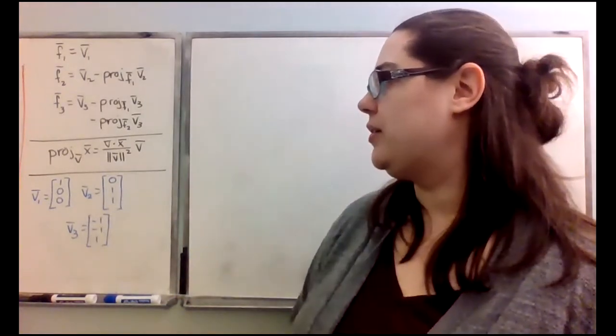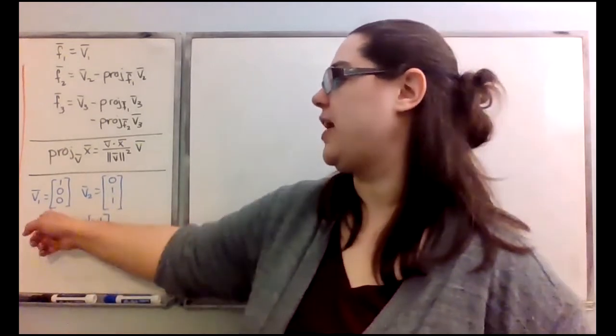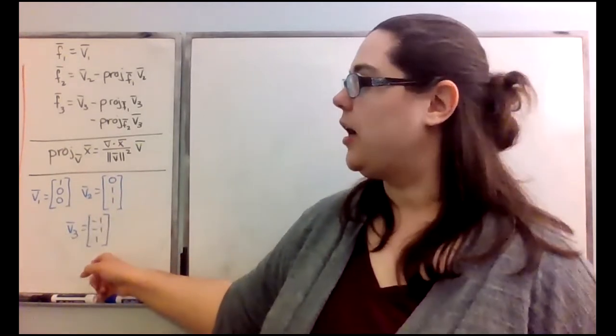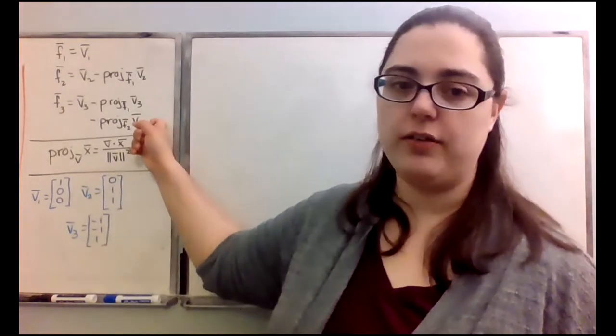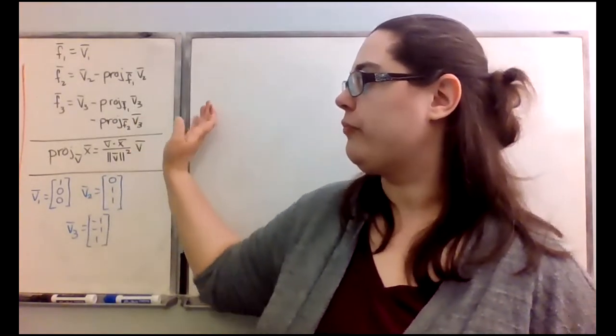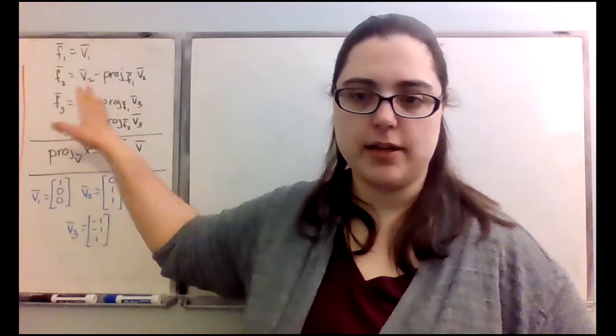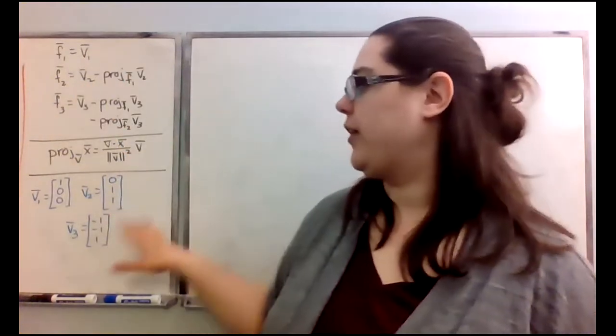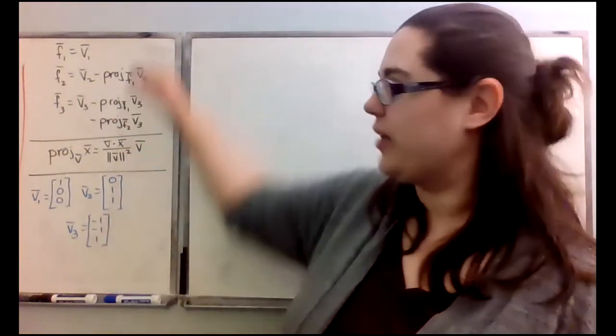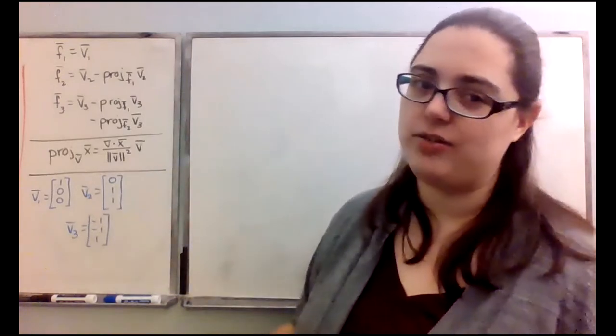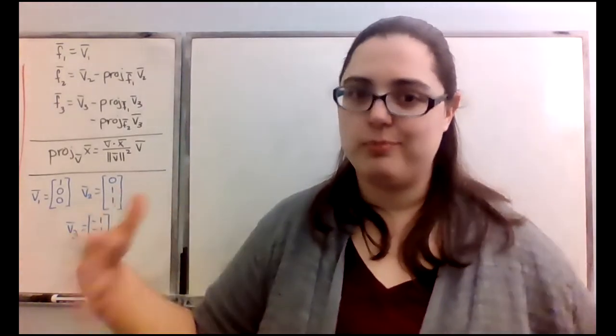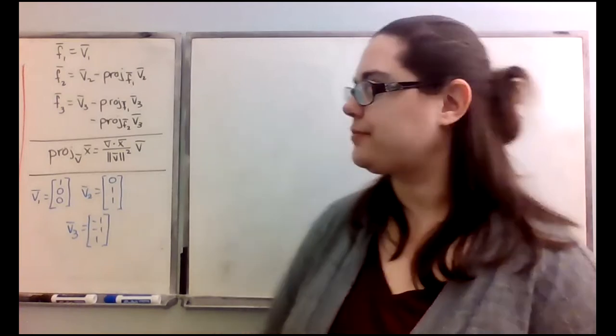Now, because our basis had three vectors in it, we only have to go up to F3 for our orthogonal basis here using Gram-Schmidt. If our basis had 7 vectors in it, we'd have to go 7 layers deep. Okay, so it depends on how many elements are in your basis.